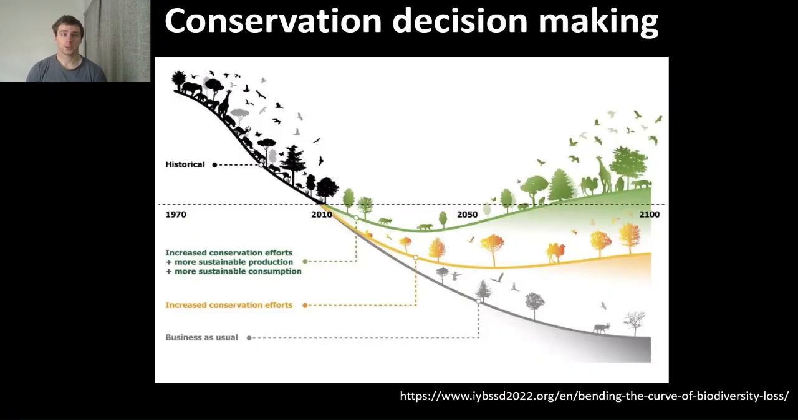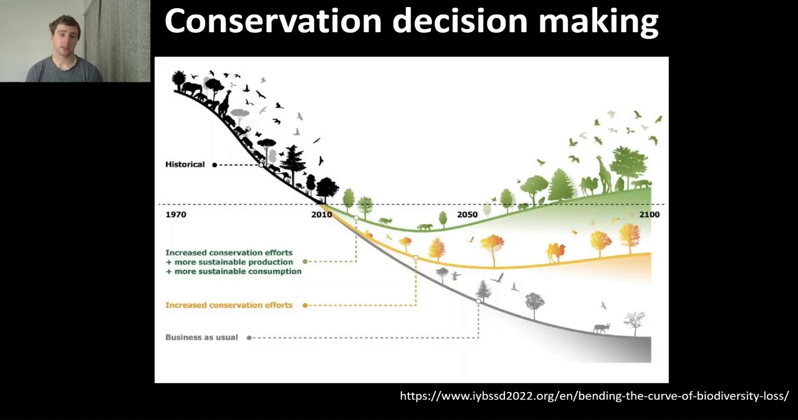As I'm sure you're aware, over the last few decades, biodiversity has been declining, and at this point in time, we have a range of options available to us. If we continue on as business as usual, biodiversity will continue to decline, which is not something that we really want. That's shown by the grey scenario down the bottom, where you can see there are fewer species, fewer trees, and less habitat available.